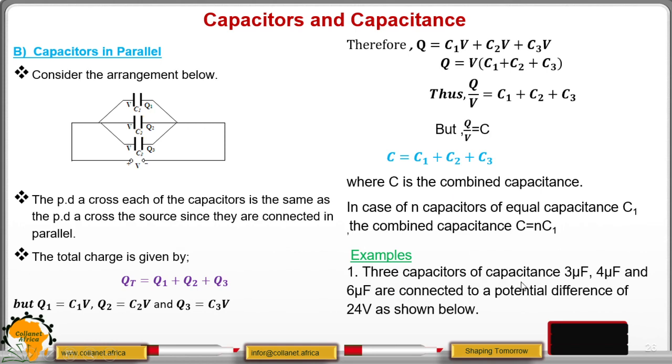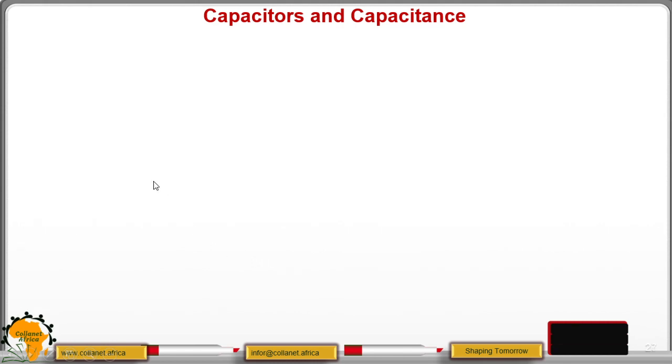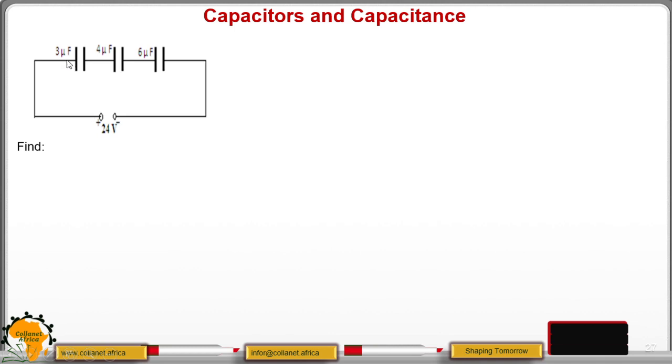3 capacitors of capacitance 3 microfarads, 4 microfarads, and 6 microfarads are connected to a potential difference of 24 volts as shown in the following diagram. We have 3 microfarads, 4 microfarads, and 6 microfarads. One, we are supposed to get the combined capacitance. They are in series. Therefore, we use this formula.